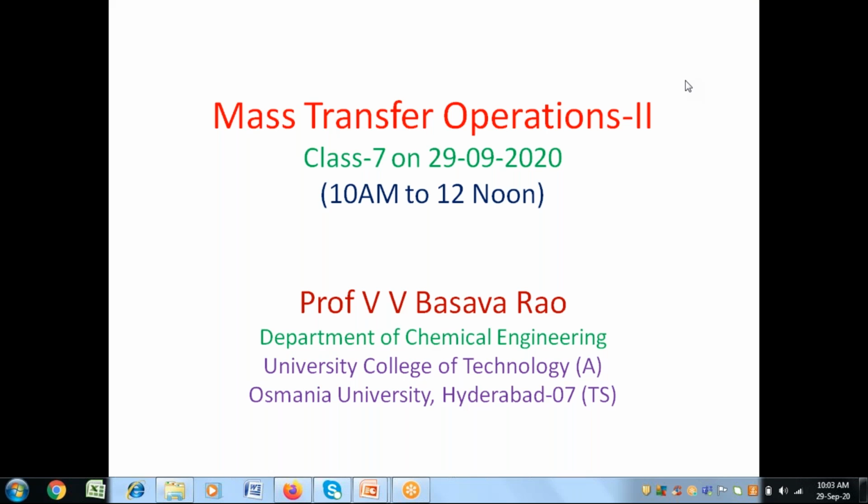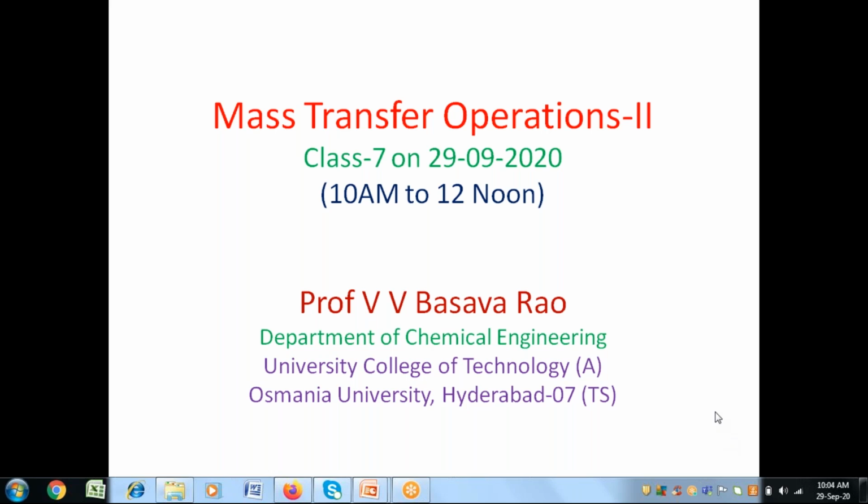In the last class, we have seen the Ponchon-Savarit method, by which you are able to estimate the number of theoretical stages in a continuous fractionating column. And now again, let me repeat the comprehensive method of Ponchon-Savarit to estimate the number of theoretical stages in the distillation column.